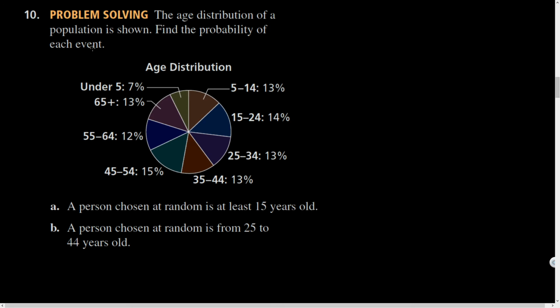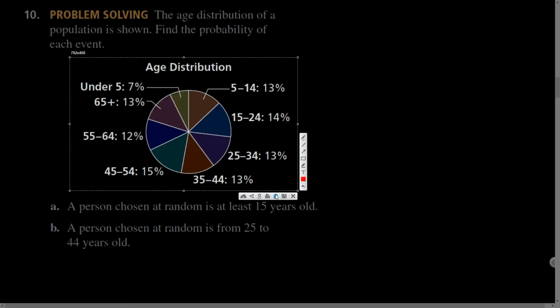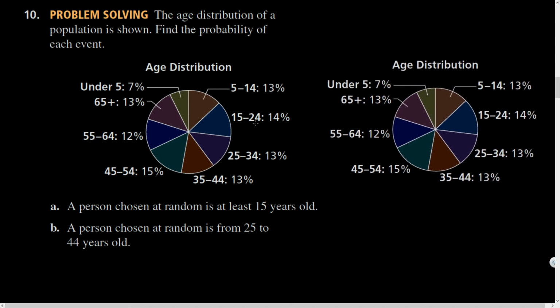The age distribution of a population is shown below. Find the probability that a person chosen at random is at least 15 years old. Let's see. I'm going to screenshot this so I can doodle it up. Here we go. So at least 15 years old. So here's ages 5 to 14, under 5, and then they've got everybody else. So 15 years or older would be talking about this slice of the pie.